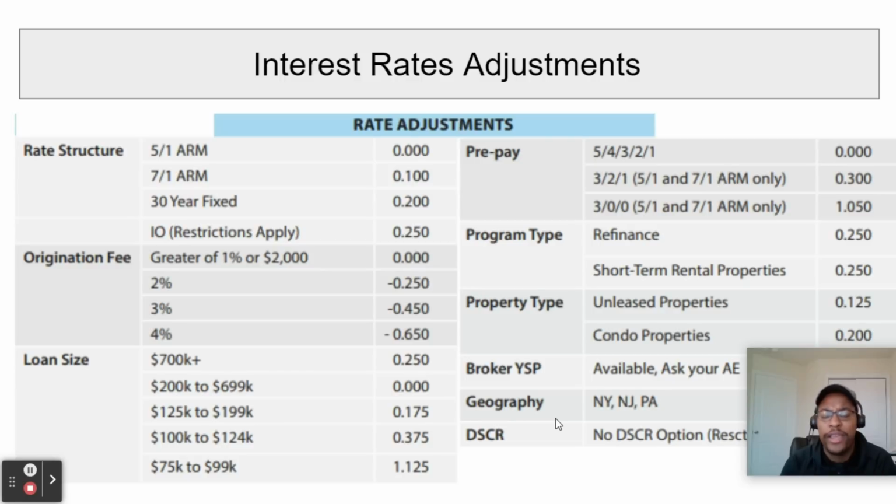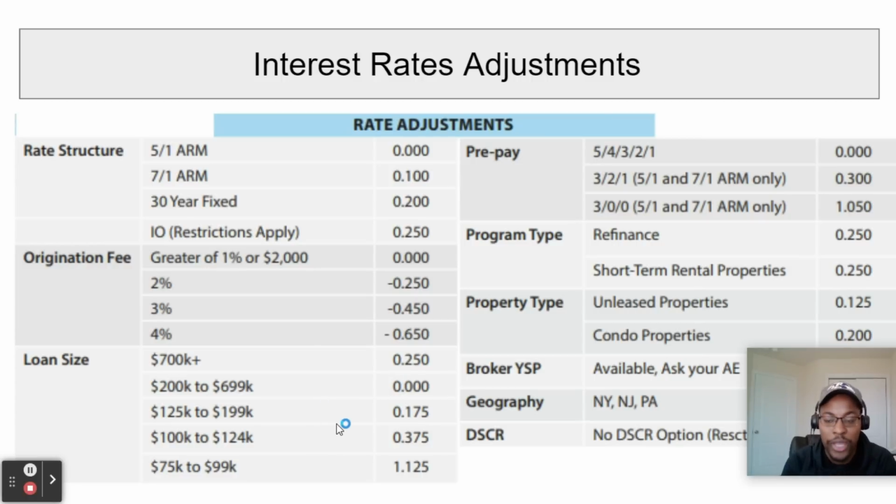All right, so this page right here shows interest rate adjustments. So there are certain adjustments depending on the structure of the loan. So if you do a 5/1 adjustable rate mortgage, there's no rate adjustments. If you do a 30-year fix, it's a 0.2 interest rate increase. If you want to pay a higher origination fee, you actually get an interest rate reduction, right? So if you're paying 4% of whatever the purchase price as an origination fee, then they'll reduce your interest rate by 0.65%. And then also the loan size.